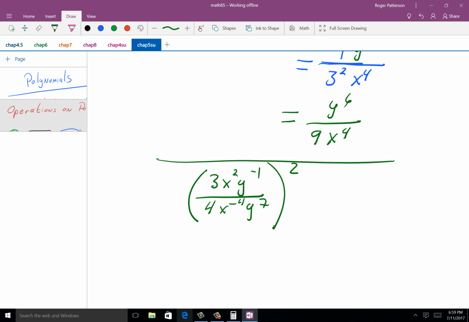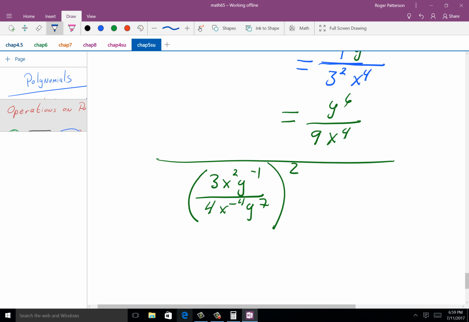Okay, something like this. Okay, they're getting pretty complicated. This is about as complicated as they get. So my choices are, I can work with what's inside the parentheses first, or I can move that 2 inside. So you have 2 options here. Both of them are right.